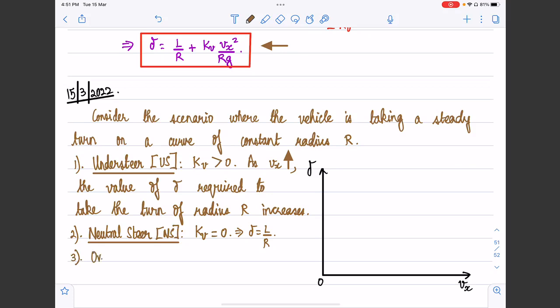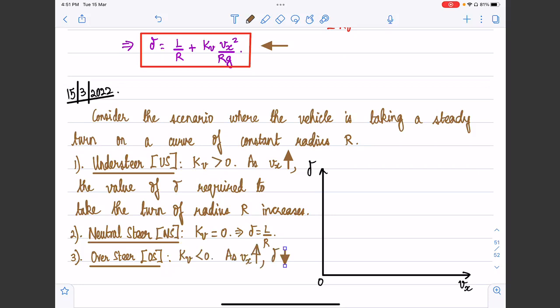And when we have oversteer, abbreviated as OS. So when we have an oversteer condition, as we know, under oversteer, KV is going to be less than 0. So essentially what happens is that as Vx increases, the value of delta, which is required for taking the same turn, decreases, goes down.